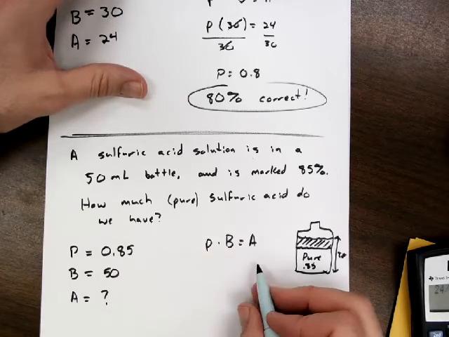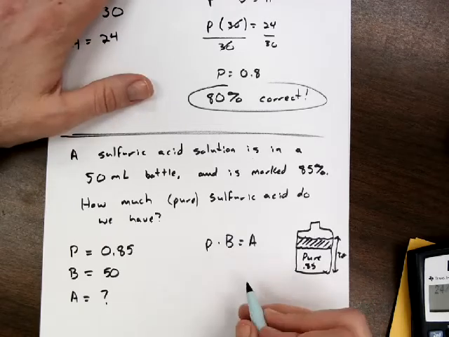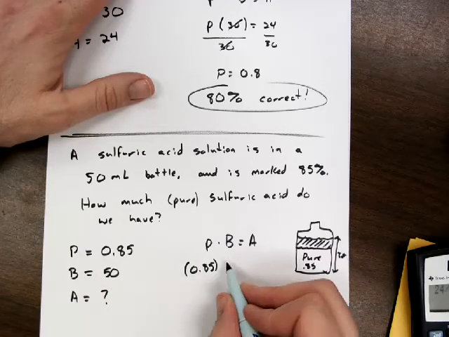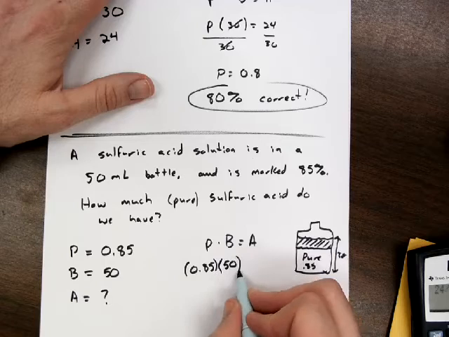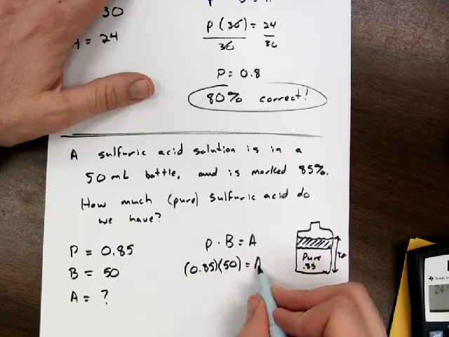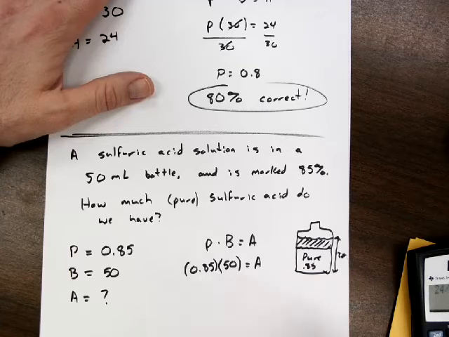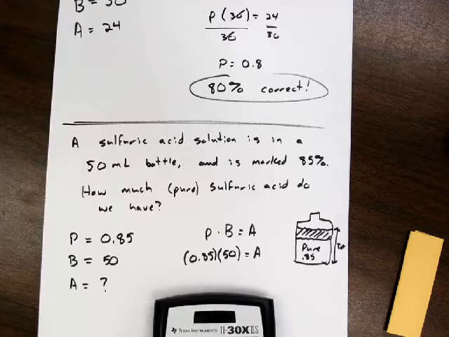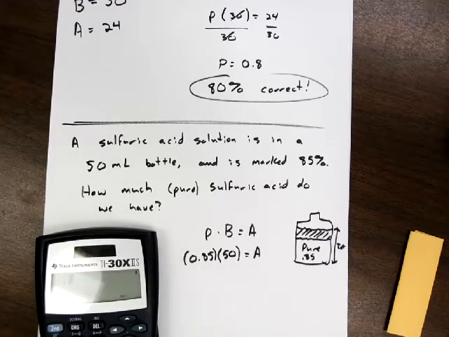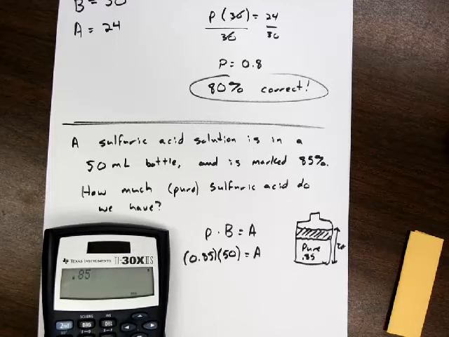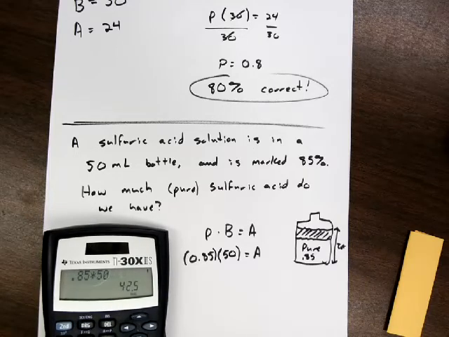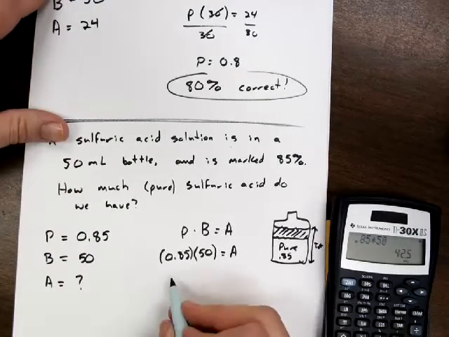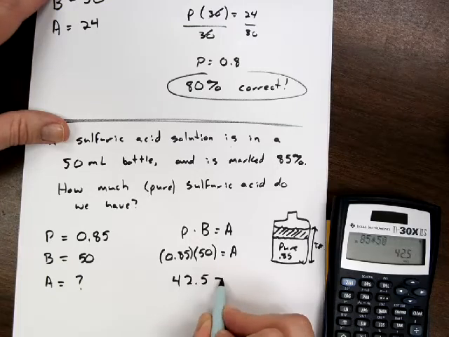So now we can go ahead and plug things in. This is going to be 0.85. That pure is going to be 50. And then here, that's going to be equal to our amount. Well, I don't have to do any division here. This is just straight across multiplication. So I'm just going to go ahead and multiply 0.85 times 50. Looks like I've got 42 and a half. So I've got 42.5 is equal to that amount.